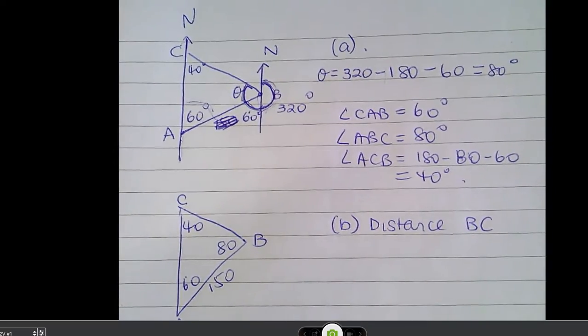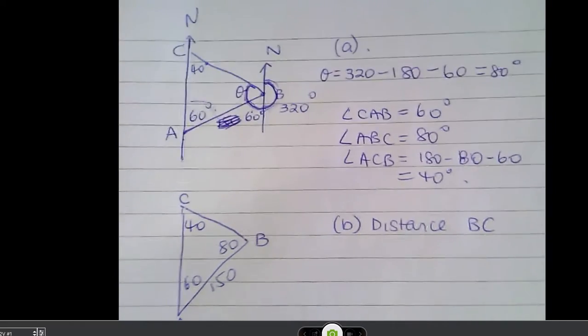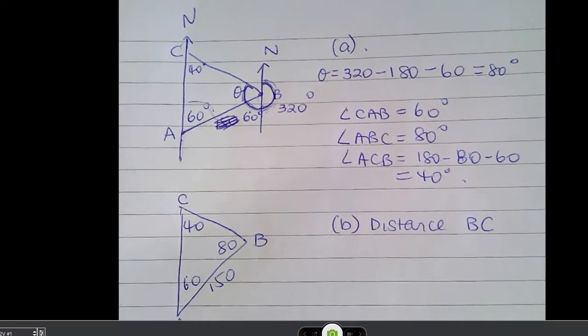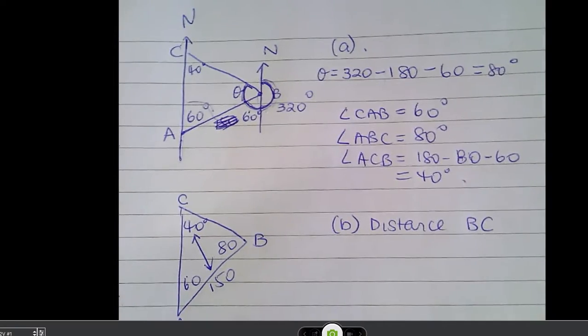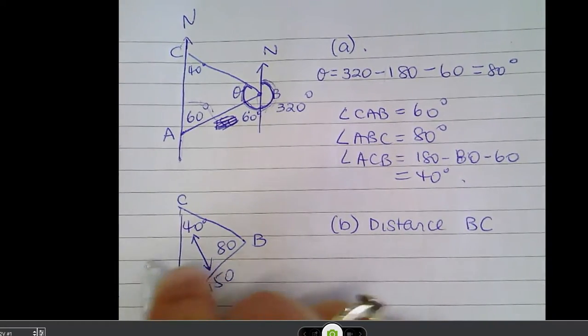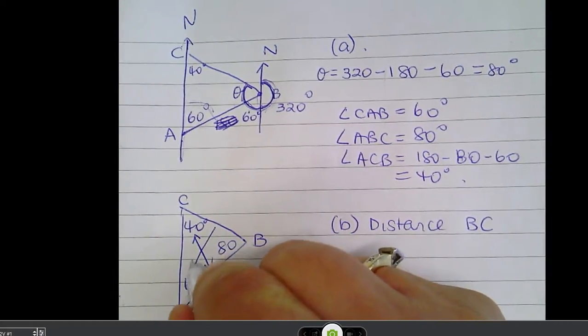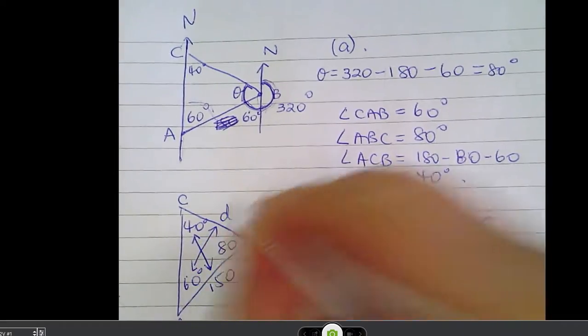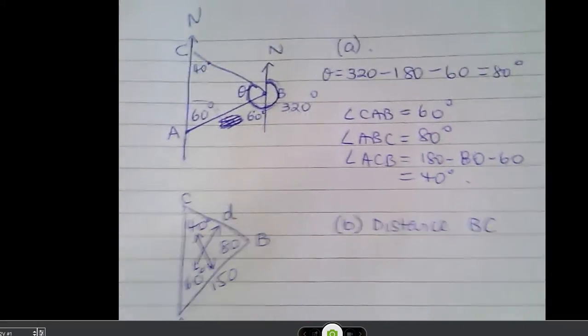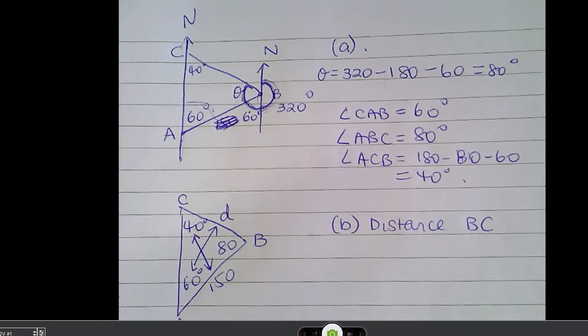Now, sine rule. We're going to try sine rule. We're going to use our double-sided arrows and look for pairs. So part B was asking to find the distance BC. So here's a pair. I've got 40 degrees is opposite 150 kilometres. I'm not asked for AC, but I'm asked for BC. So 60 degrees is opposite, I'll call it D for distance. Actually, I can call it little a. It doesn't matter what I call it. All right, but it's BC.